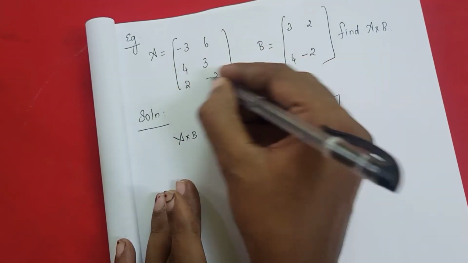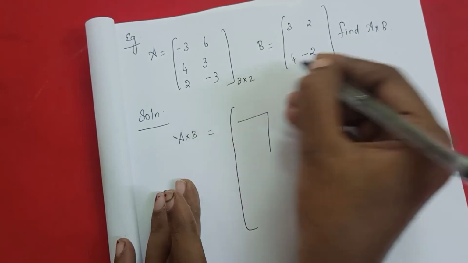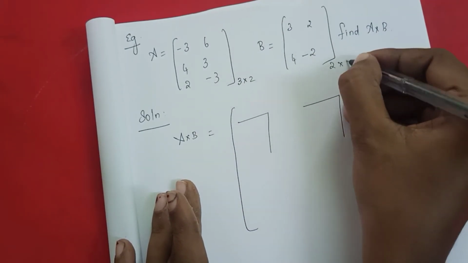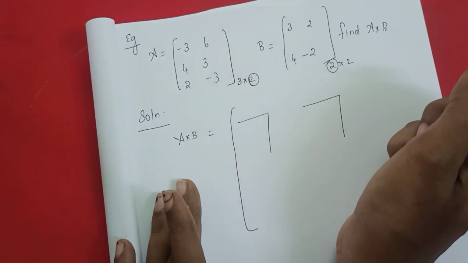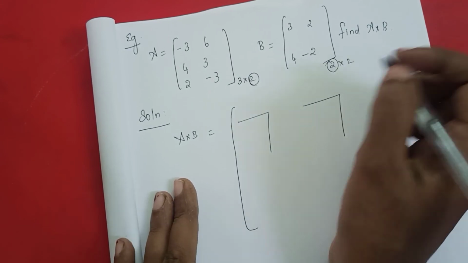First you need to check how many rows are there. 3 row, 2 column. Here 2 row, 2 column. Whether these two are same? Yes. So the product will be possible. We can find the product.